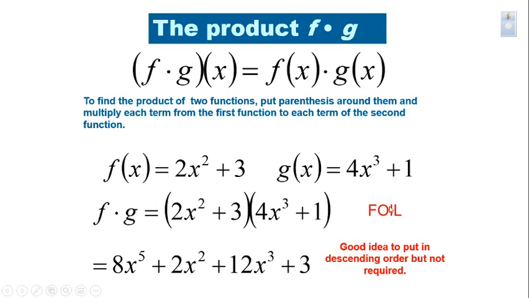In this case, we FOILed first, outer, inner, last, or really more precisely, distribute each thing in one pair of parentheses by each thing in the other pair of parentheses, and that gives us our final expression.